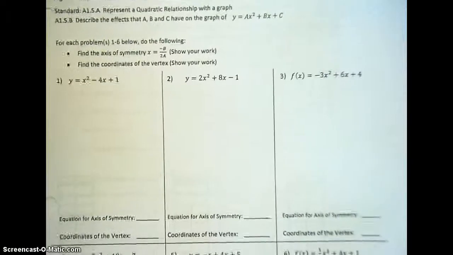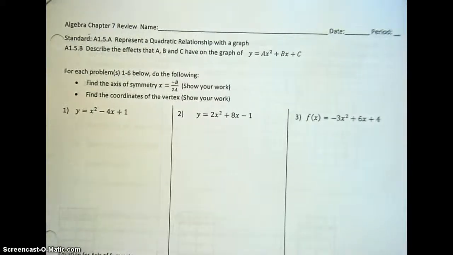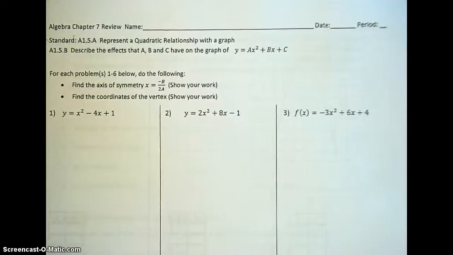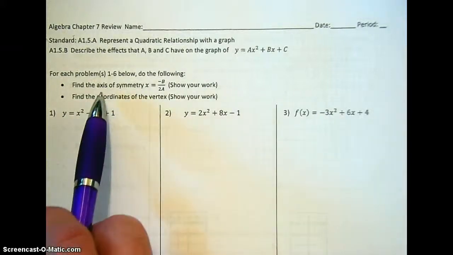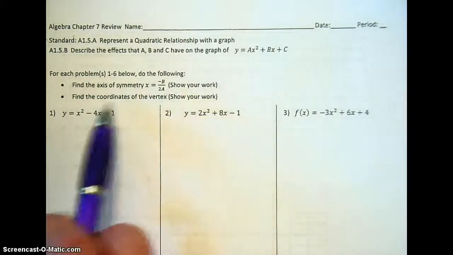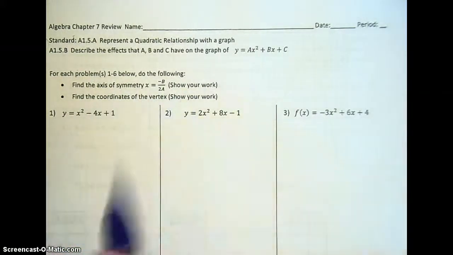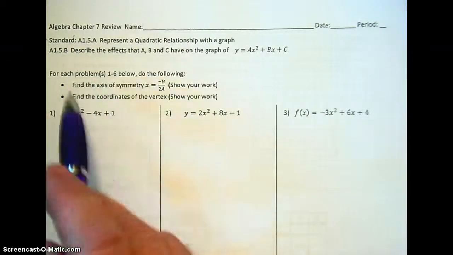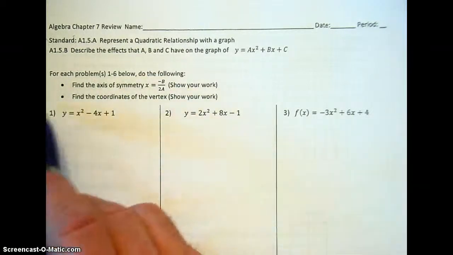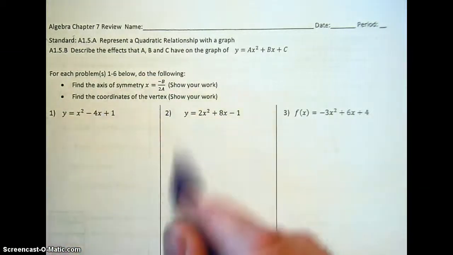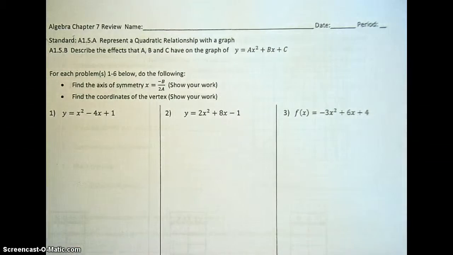We're on this page now. It's your other review. Okay? At the top, we're going through what we've done in chapter 7 in terms of the axis of symmetry, opposite of b over 2a, and the coordinates of the vertex. So right now, read through that, and I want you to work with your group to find the solution to number 1, the equation for the axis of symmetry and the vertex. You guys get about 3 minutes or so to work on it.